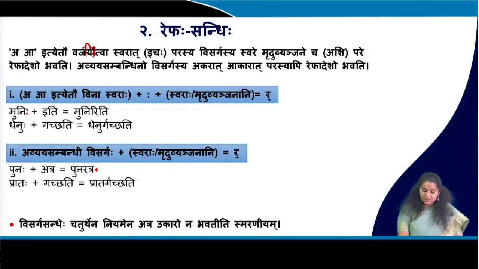द्वितीयः नियमः तत्र कः अस्ति? अव्ययसम्बन्धी विसर्गः स्वरः प्लस मृदुव्यञ्जनानि तत्रापि रकार भवति। यथा पुनः अत्र will become पुनरत्र। प्रातः गच्छति प्रातर्गच्छति। उत्तमम्। अत्र कः इतोपि नियमः योजितः अस्ति? What is the extra rule that comes in there? विसर्गसन्धेः चतुर्थेन नियमेन अत्र उकारो न भवति इति स्मरणीयम्। Okay, so although there is an a that follows it, you also have the ukara, another later sandhi type that we look at. It doesn't become punotra because atra it's an avyaya padam, and therefore that particular rule will not apply in this context. Astu.